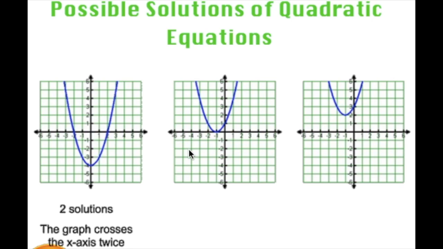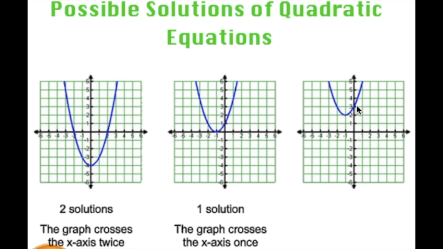The other type is, notice that the vertex is touching the x-axis. So it only actually hits the x-axis once. So there's only one solution. The graph only crosses the x-axis once.